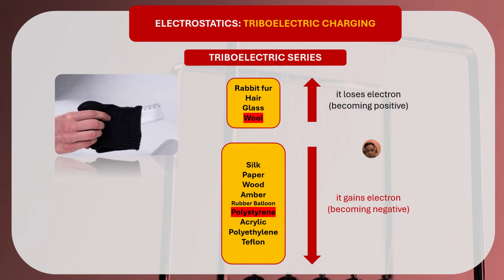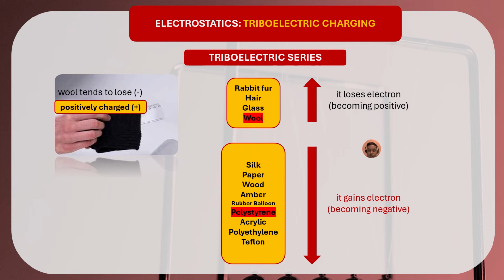In this case, I highlighted wool and polystyrene. It's like plastic. So I just assume that a plastic ruler belongs to that kind of material. So, let's begin with the wool. Since in the triboelectric series the wool tends to lose electrons, the wool loses electrons, or the negative charge, and this negative charge will transfer from the wool to the plastic ruler. And then the wool will become positively charged.